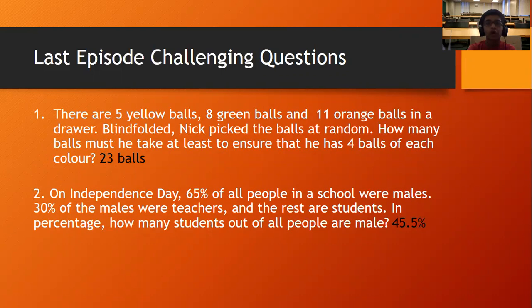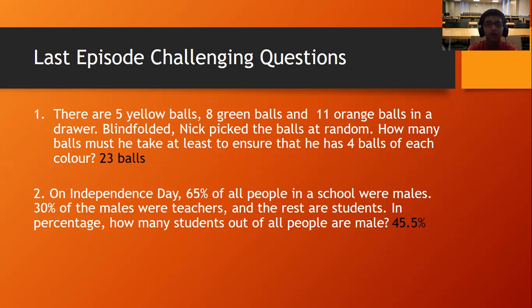So first, he can take all 11 orange balls, blindfolded. The worst case scenario is he will take all 11 orange color balls, 8 green color balls. So then he has 4 of each of the 2 colors, 4 green balls and 4 orange balls. Yes, he has. So then, what's left is the yellow balls. So any other 4 balls which he will take, it's guaranteed to be yellow. So here we can do 4 plus 8 plus 11, which when you simplify is 12 plus 11, we get it as 23 balls.